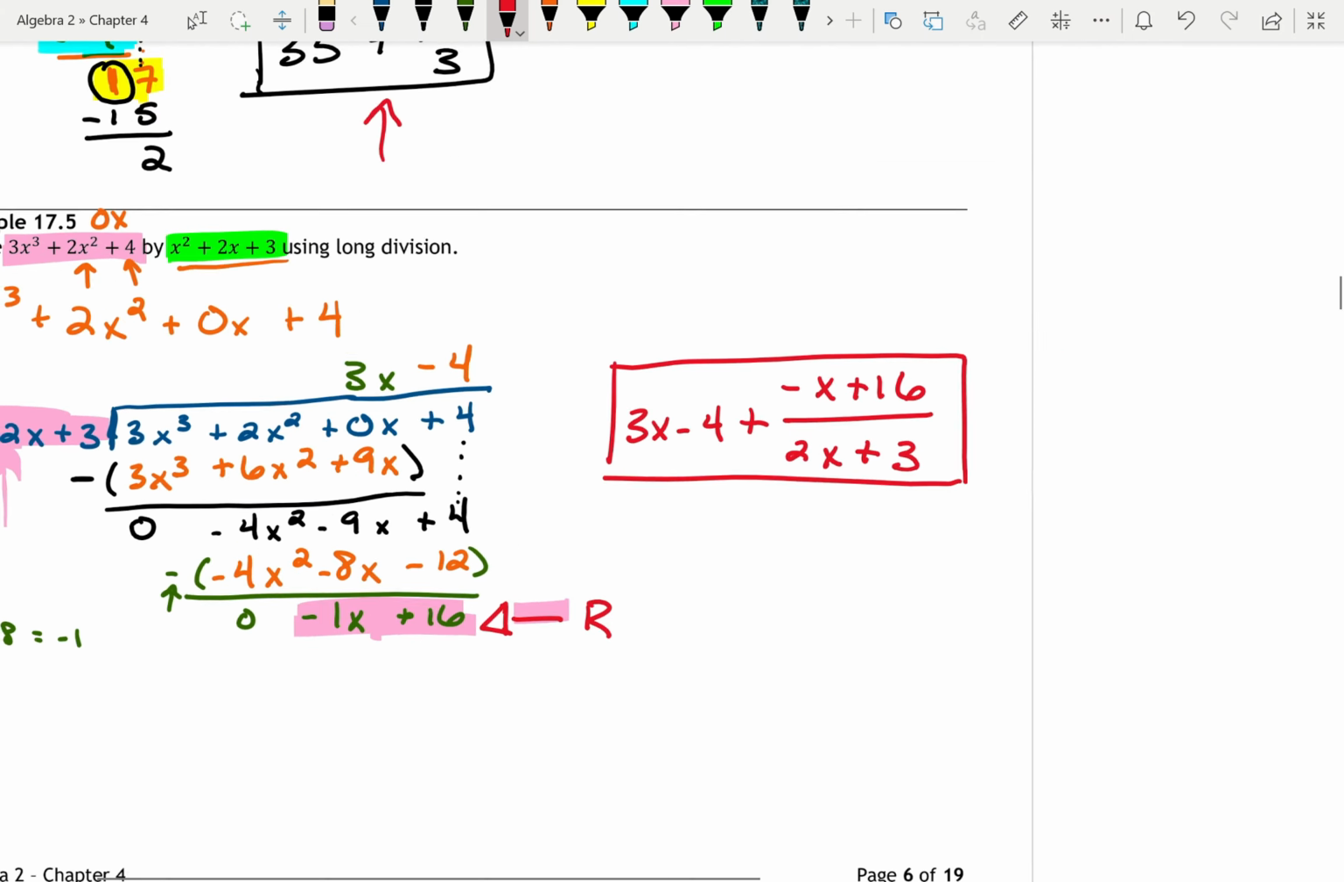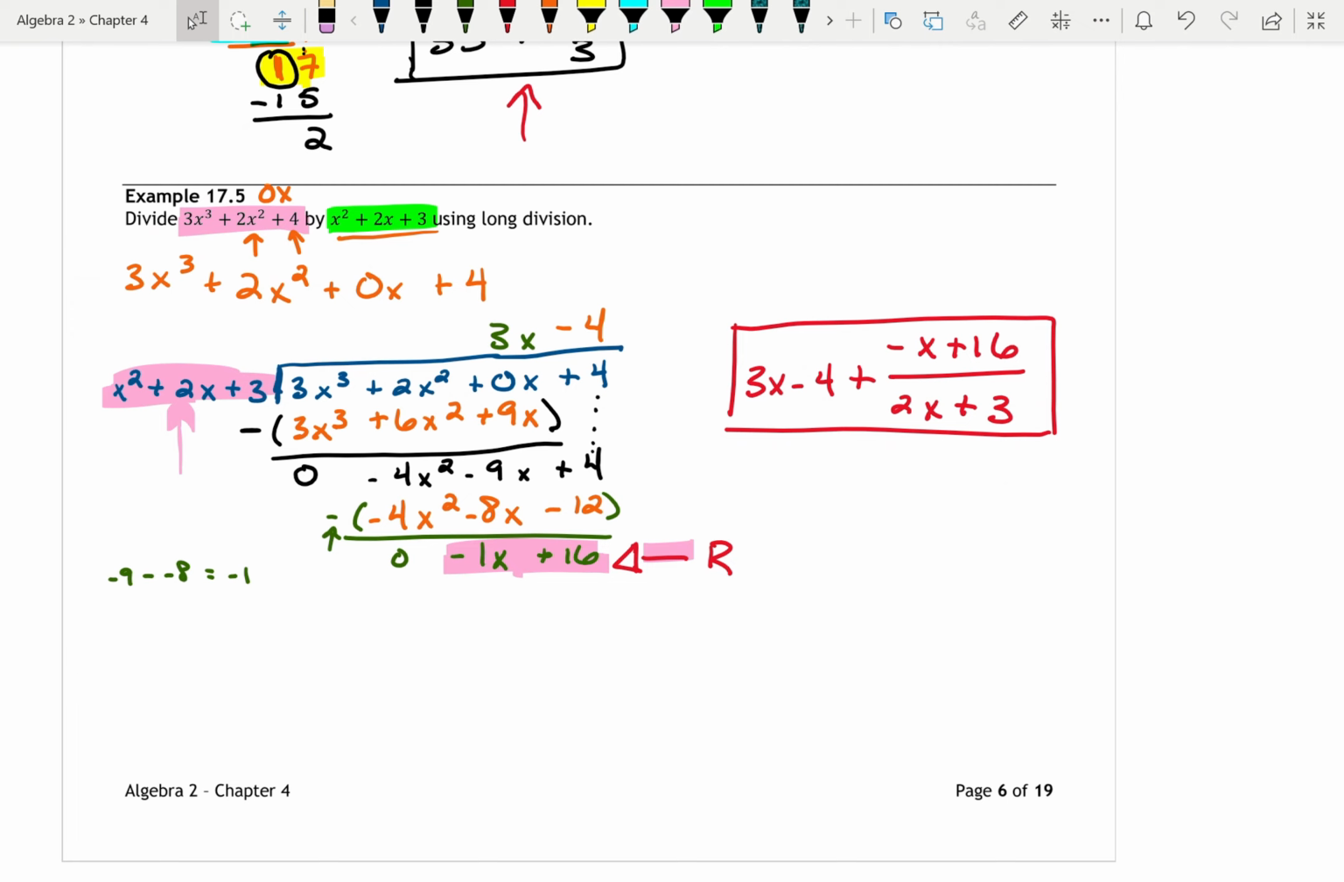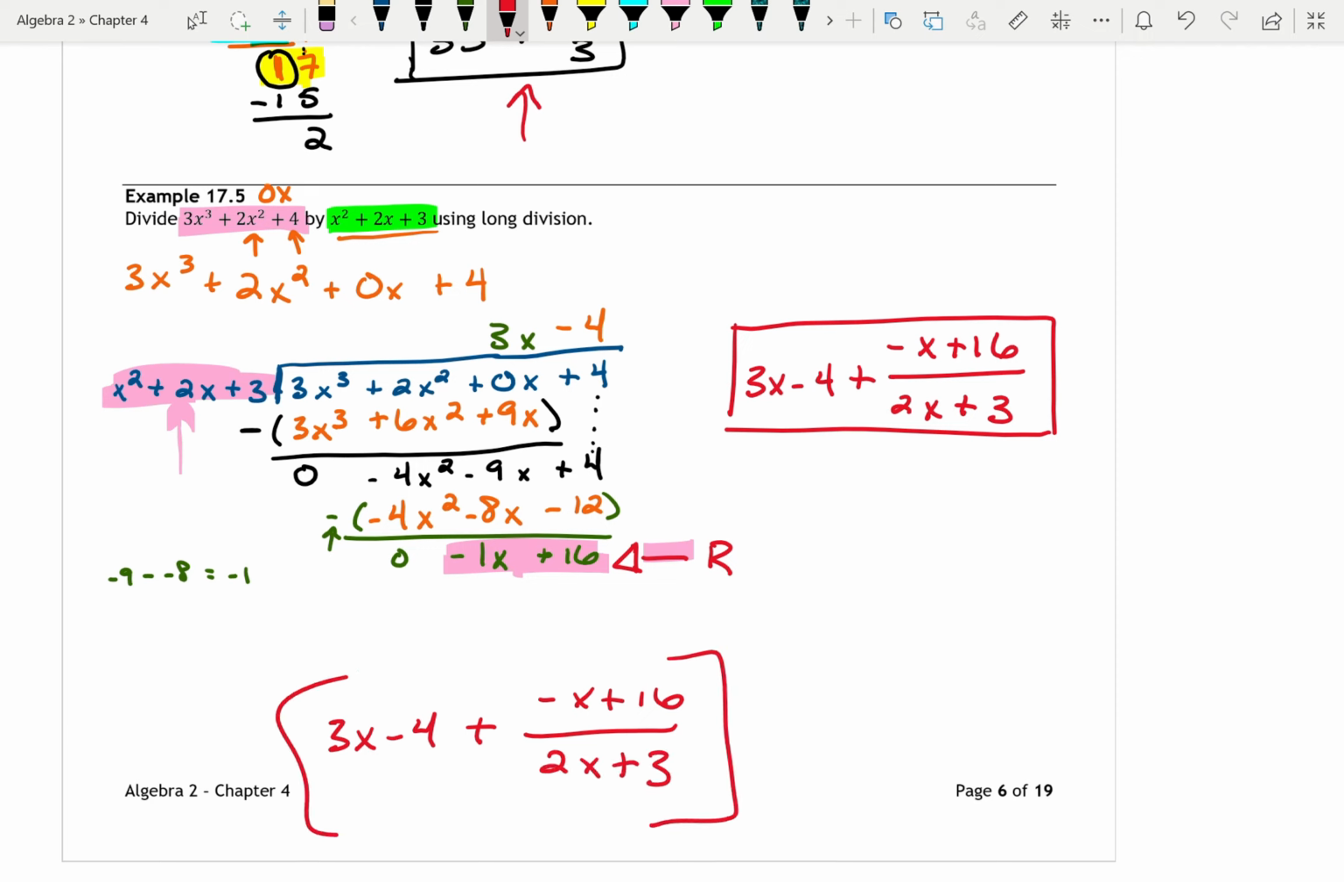Now, if you wanted to check your work, and that would probably not be a bad thing to do, you could take the 3x minus 4 plus negative x plus 16 all over 2x plus 3. That's our answer. And you could multiply that by x squared plus 2x plus 3. Right, that was the number over here. And you could do that if you wanted to. It would take quite a while to multiply out, but you would get the same answer.